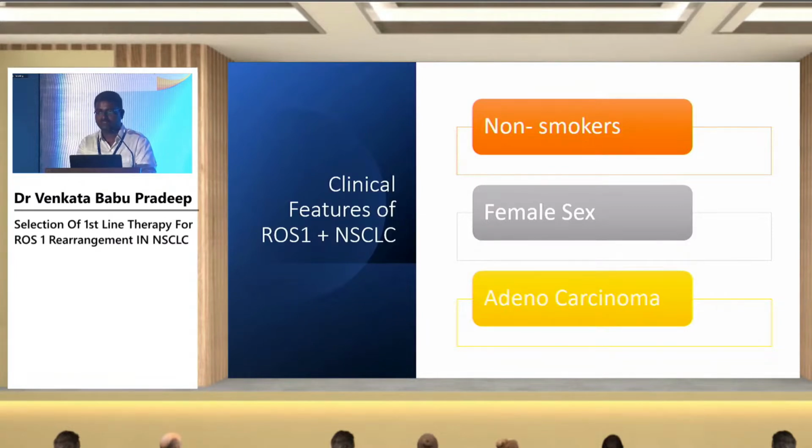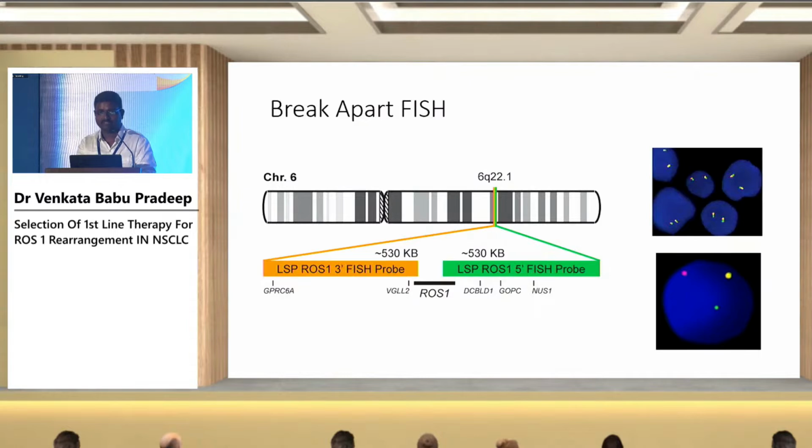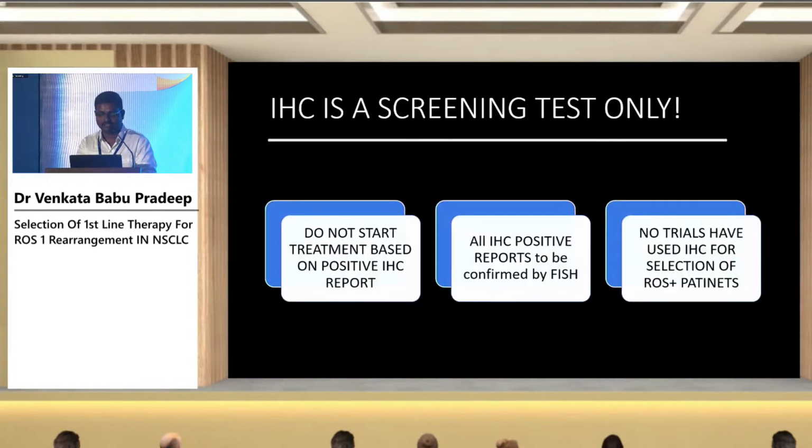When we see the clinical features of ROS-positive NSCLC, it seems that the majority of the patients, more than 60% in all of the trials, are non-smokers. Majority of them are females, and adenocarcinoma histology in more than 90% of the cases. Testing was exclusively described by Dr. Sunil, so I am skipping this.